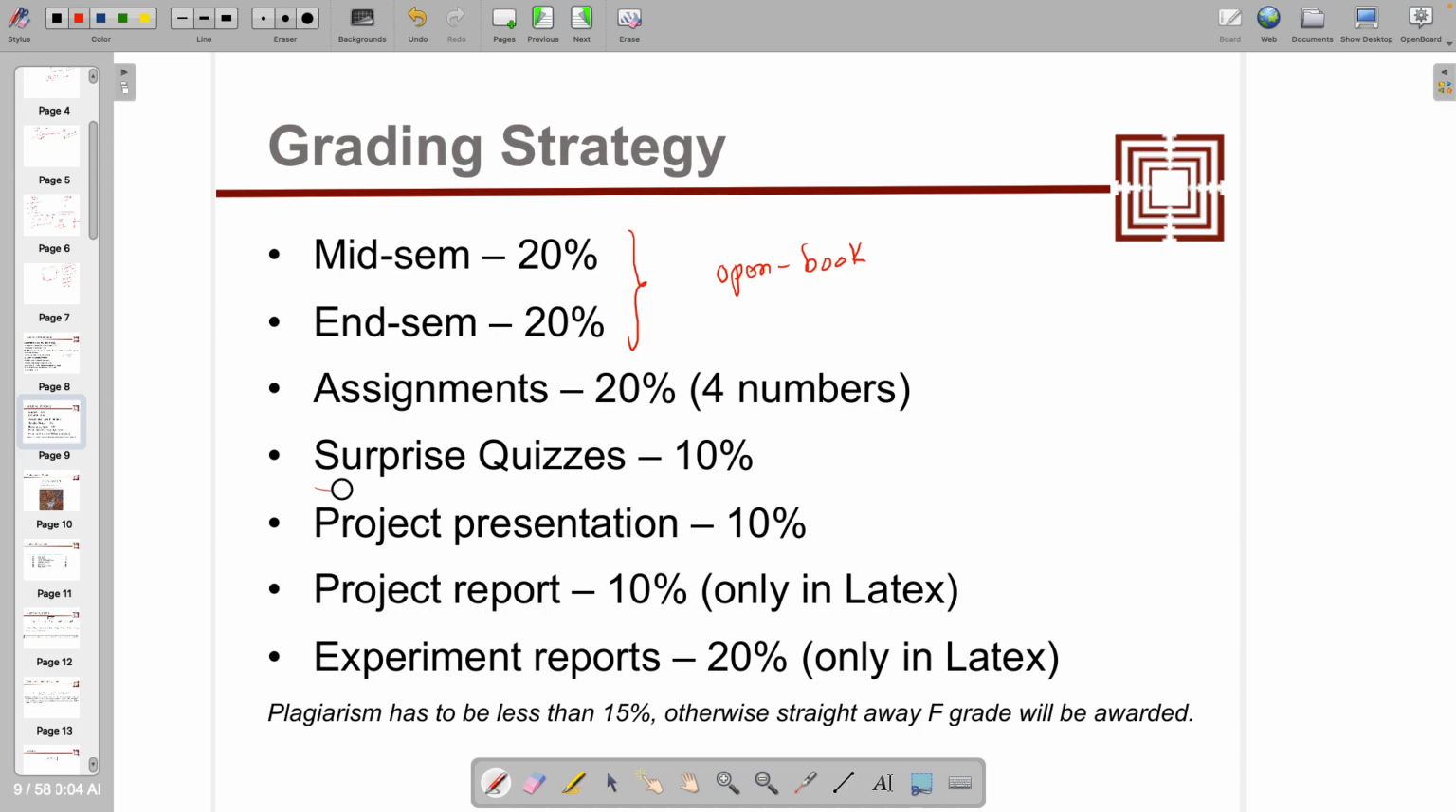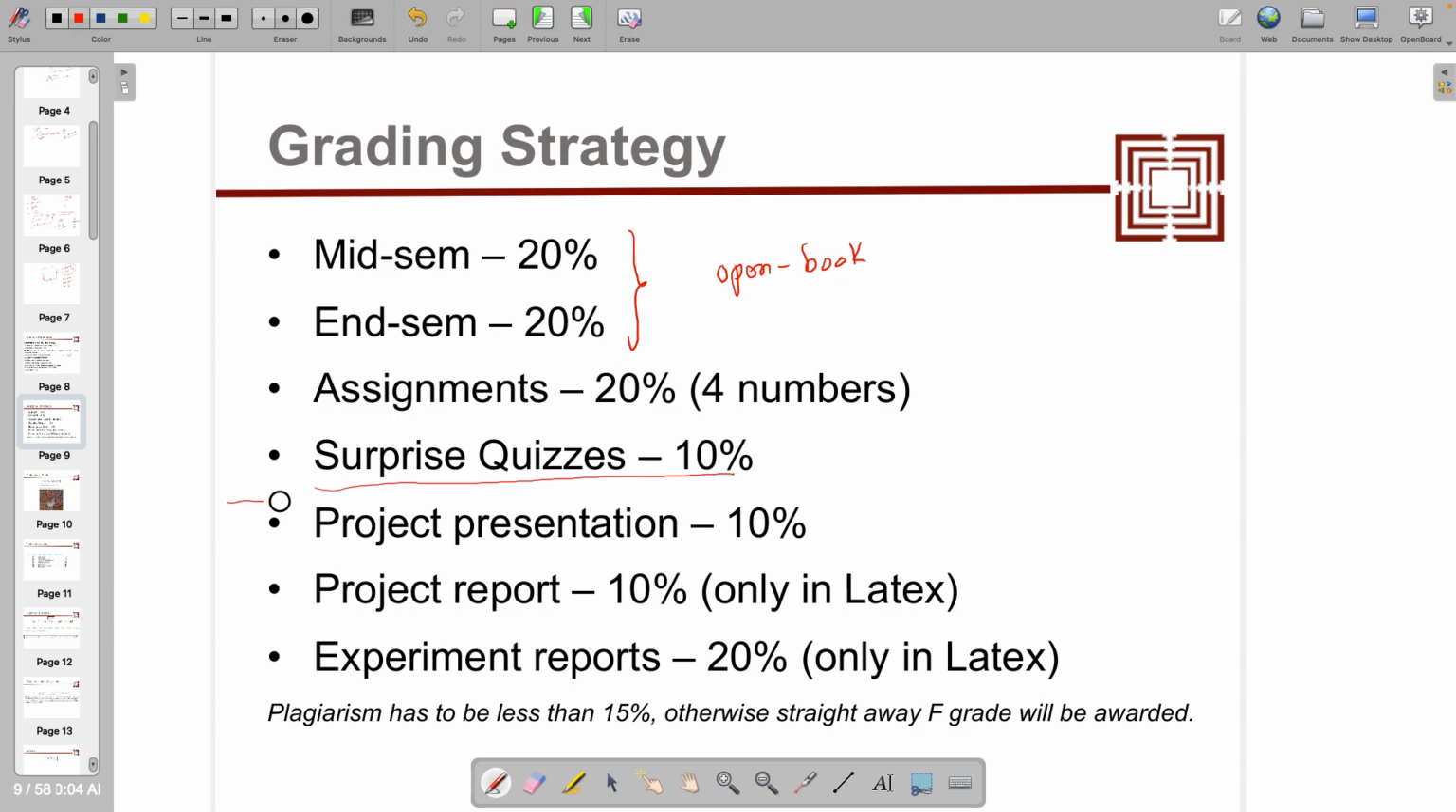Then you might have some surprise quizzes just to know how I am teaching, because if you are able to answer those things, then there is no problem. So this is for my check also, and of course just to make sure that you attend every class, and it has weightage of 10%.